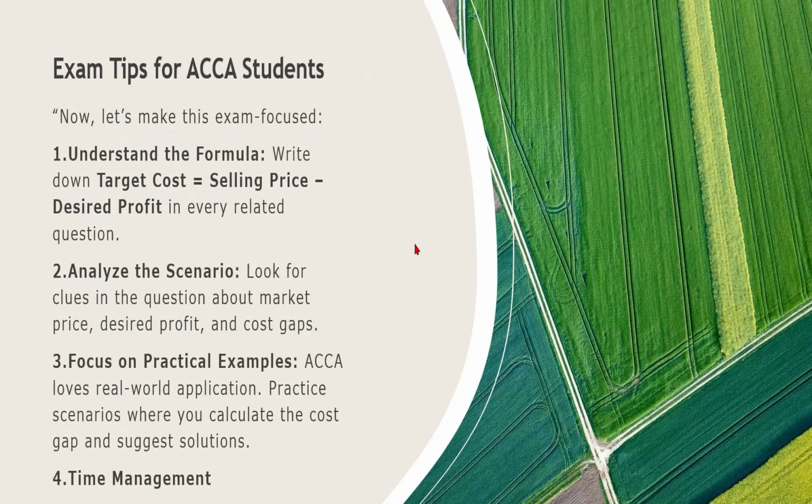Now, the most important exam tips for ACCA students. You need to understand the formula. They might ask you to calculate the target cost, and you also have to analyze the scenario. If this question is asked in Section C, look for clues in the question about the market price, desired profit, and the cost gap, and focus on the practical example. ACCA loves real world application, so practice a lot of questions from your hub or kit, whichever material you are using.